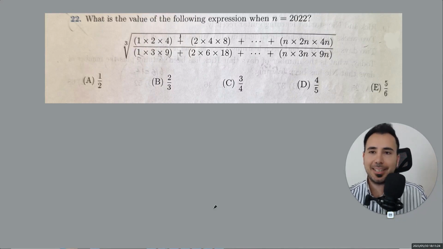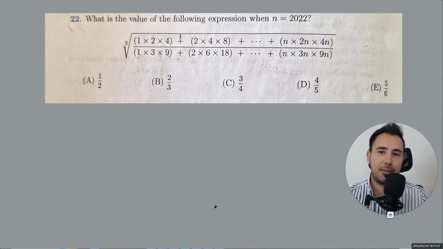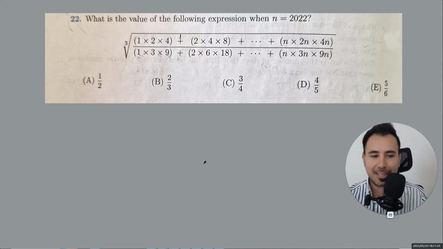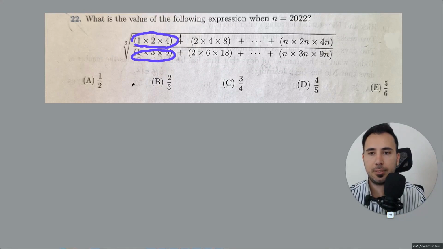Let's do the next question, question 22. These types of questions look very, very scary, but if you get started, they are very easy. Now let's focus on the first term. 1 times 2 times 4 is 8. This one is 27, right? So this was 8, and this is 27.